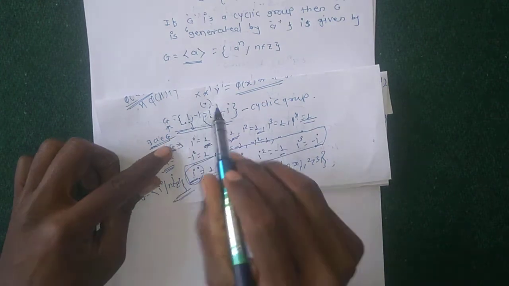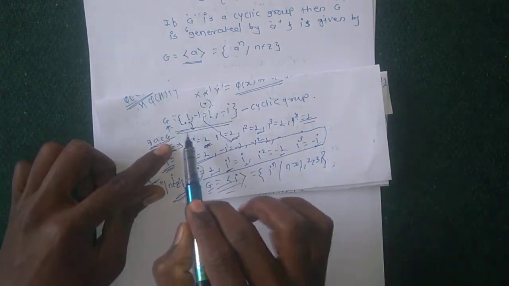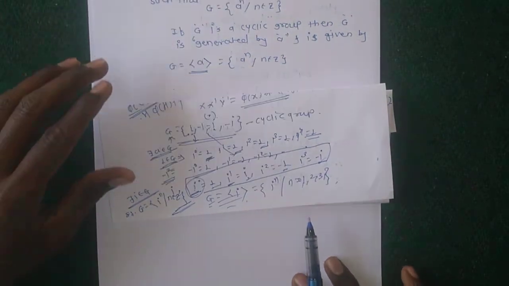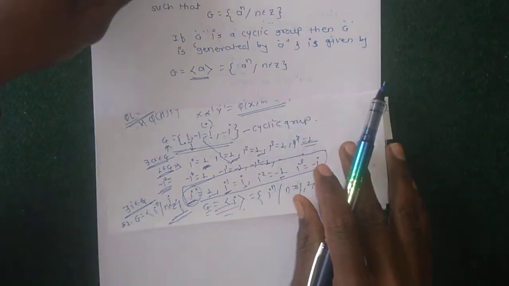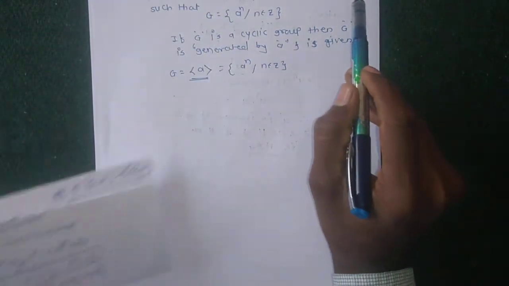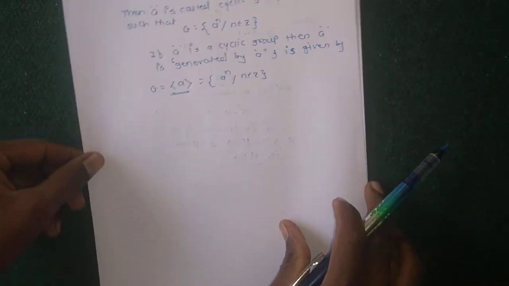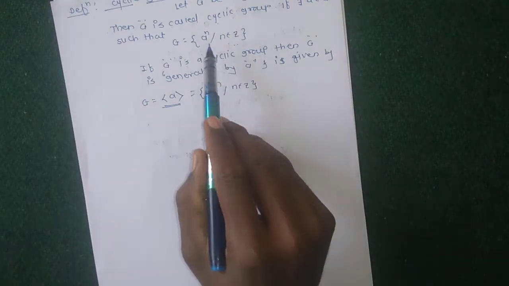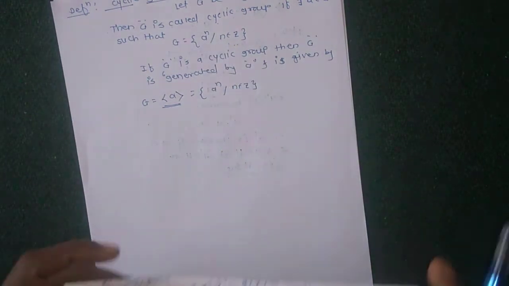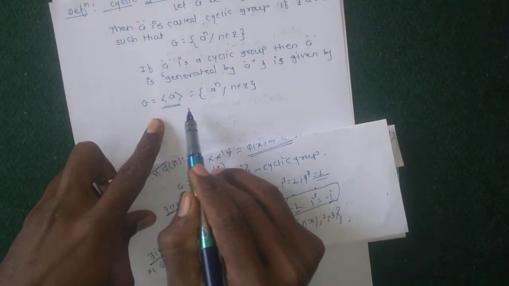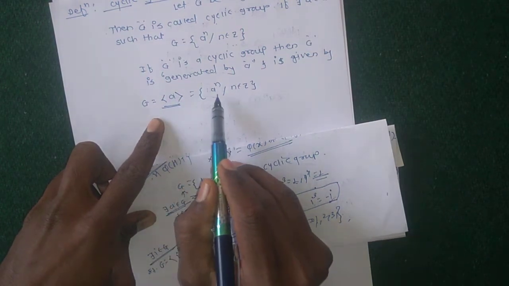Okay, this is a group with respect to multiplication. When G is a cyclic group, there exists a belonging to G such that G equals a raised to n, where n belongs to Z, or G is generated by a. Okay, if G is generated by a, then G is a cyclic group. This is the definition of a cyclic group.